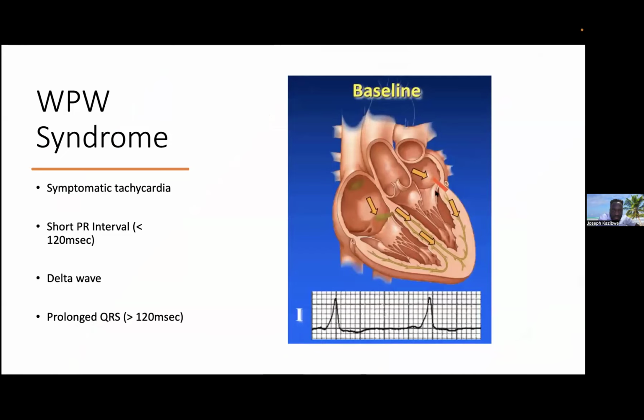So this is the mechanism we've been talking about. You have activation from here and you have conduction here, giving you a short PR and a broad complex, which catches up with another one quickly. Usually we've talked about the delta wave, we've talked about why it is big, and sometimes it can give you symptomatic tachycardias.